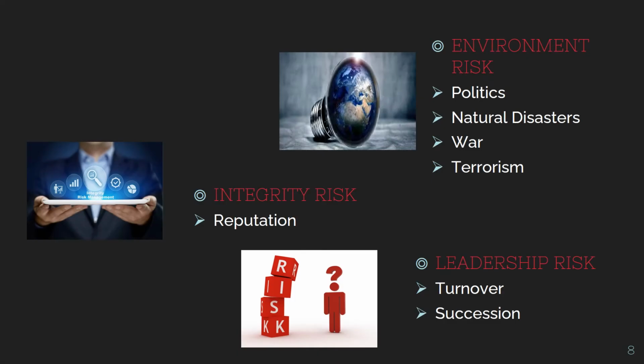Next is environment risk. This is the risk that a certain business venture or activity will cause destruction to the surrounding natural environment. For example, if oil reserves were discovered in the national park, there would be environmental risk that exploiting the reserves might harm or destroy some of the park's wildlife. Under this can also be politics, natural disasters, war, and terrorism.